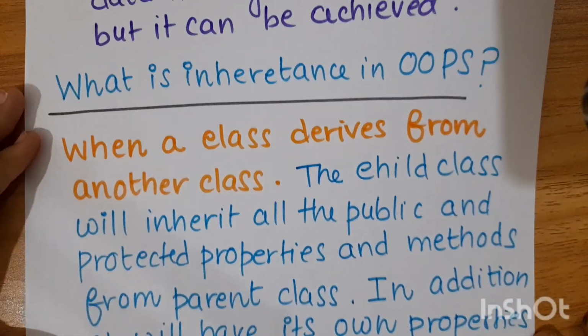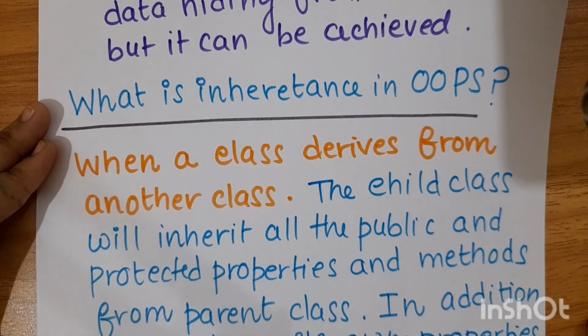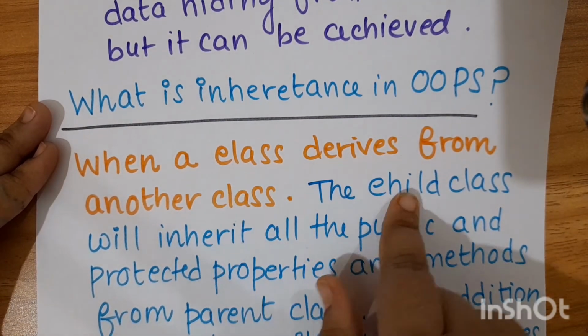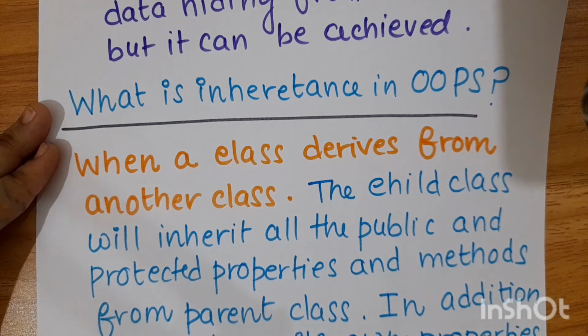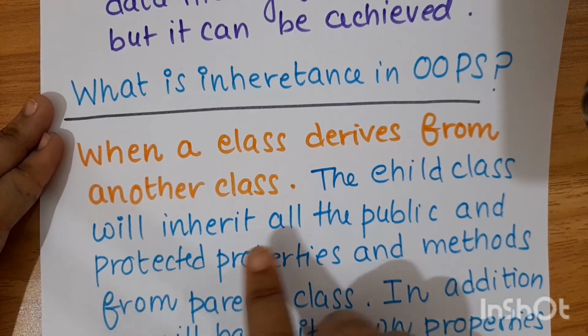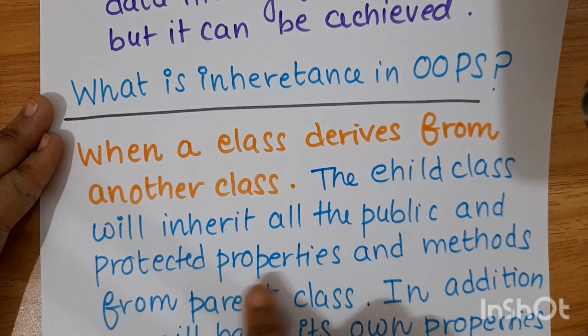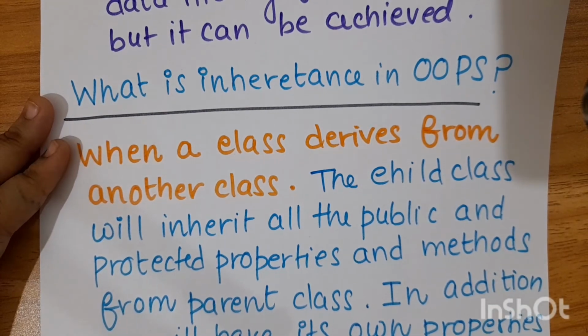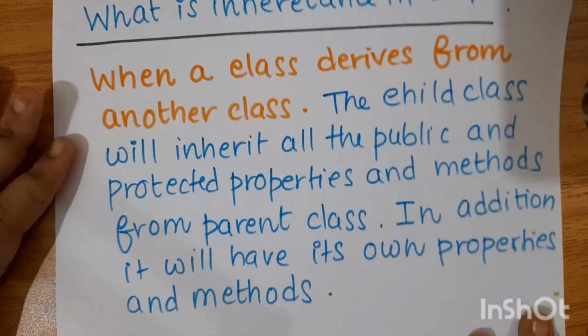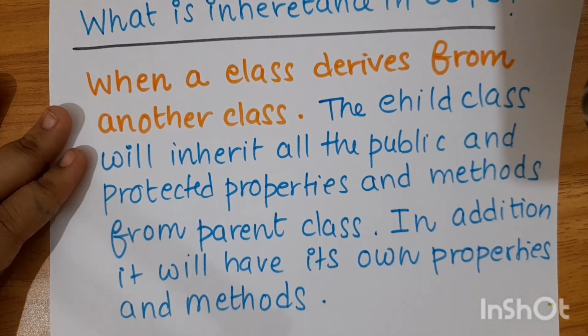Now what is inheritance in OOPS? When we derive a class from another class, the child class will inherit all the public and protected properties and methods of the parent class. And in addition, it will have its own properties and methods.